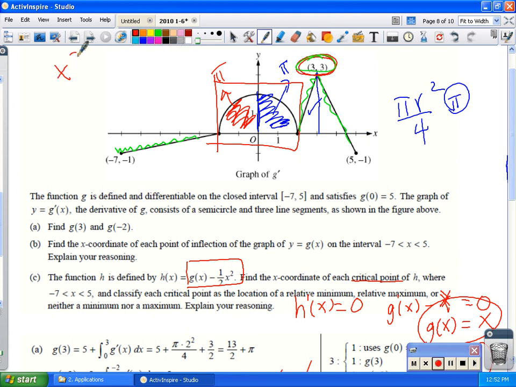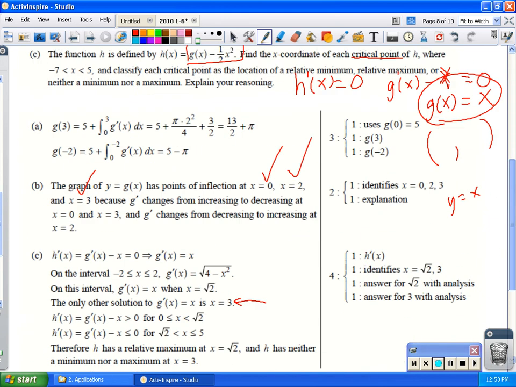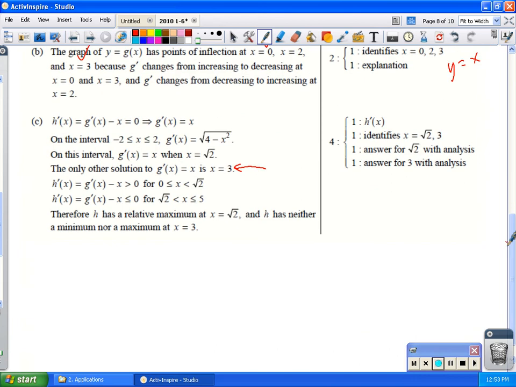Now remember, the equation of a circle centered at the origin is x squared plus y squared is equal to r squared. And r is 2, so we get x squared plus y squared is equal to 4. I'm going to solve that for y, and I get y equal to, I want the positive side because it's on top, so I'm not going to do plus or minus, the square root of 4 minus x squared. So that's the equation of the semicircle, and I'm going to set that equal to x and solve that. Let's see if I have some room down here to show you that.